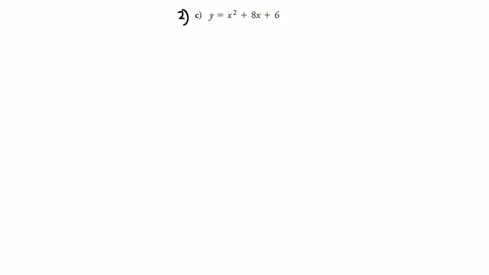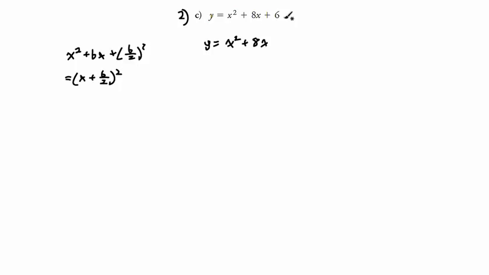And now in 2c, we need to express this equation in vertex form by completing the square. So recall that we want to turn this form into this form right here: x squared plus bx plus b over 2 squared. So we could factor this into x plus b over 2 all to the power of 2. So we have x squared plus 8x. This is the x squared plus bx.